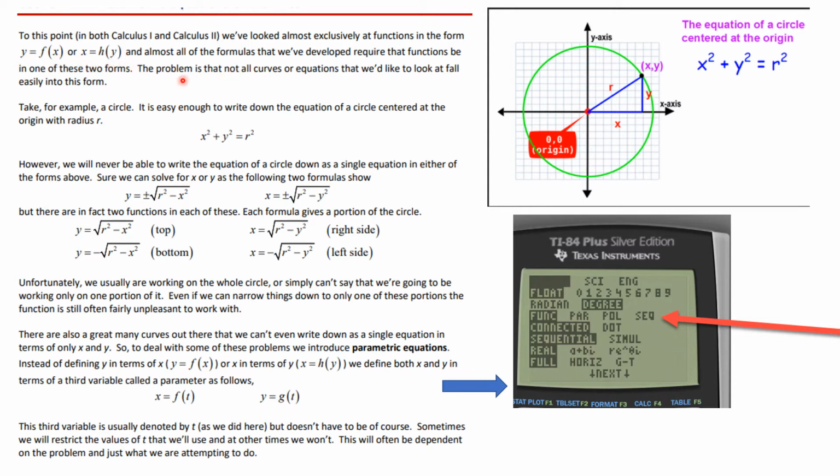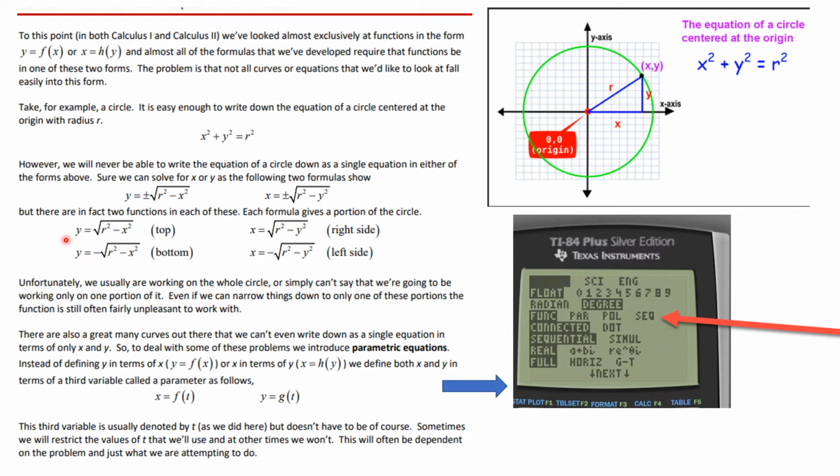The problem is not all curves or equations that we'd like to look at fall readily or easily into this form. For example, take a circle. Now it's easy to write down the equation of a circle centered at the origin with radius r. It's x squared plus y squared equals r squared, and that's the picture that we see here. Note that y is not a function of x because this fails the vertical line test, and x is not a function of y because it fails the vertical line test.